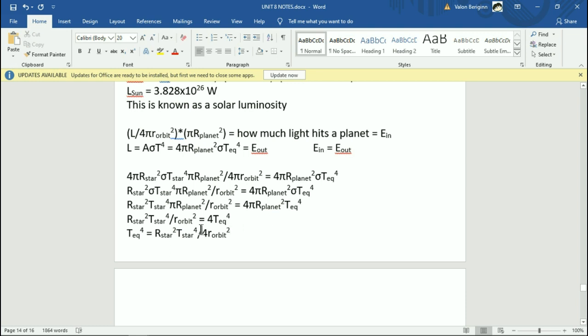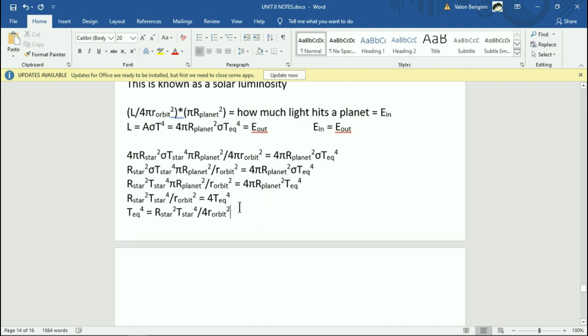Now, everything here is squared, and the temperature is to the 4th. So we can square root everything. And also we have 4, which square root becomes 2. So this becomes t eq squared equals r star squared t star squared divided by 2 r orbit.